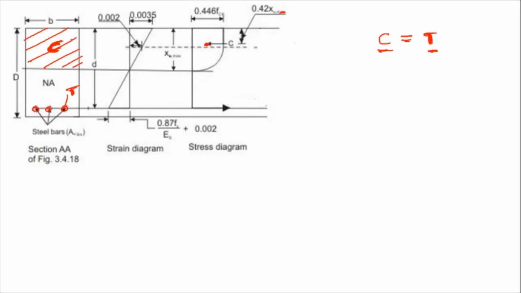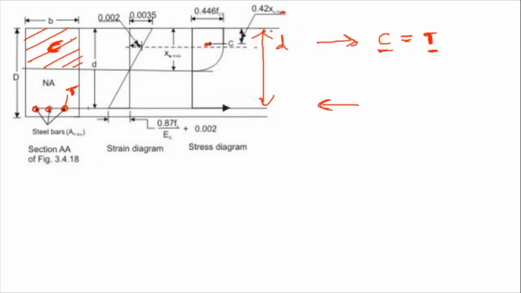And then whatever the centroid of the tensile force is there, is located at a distance of d from the extreme compression fiber. Remember that this compressive force is acting at a distance of 0.42 XU from the extreme compression fiber, and this tensile force is acting at a distance of d from the extreme compression fiber. So let us say compressive force is acting at this point and tensile force is acting at this point.